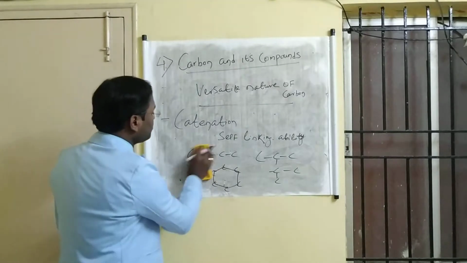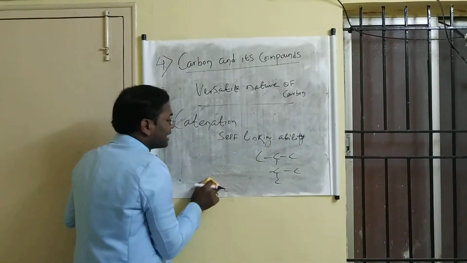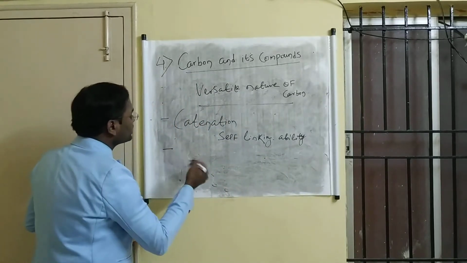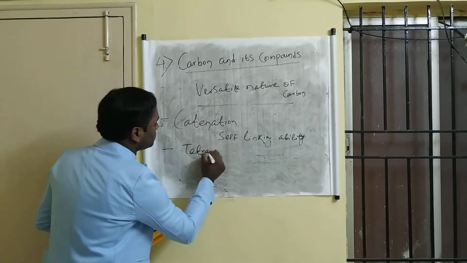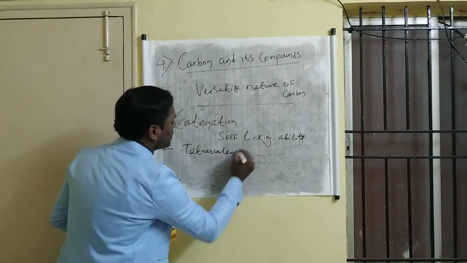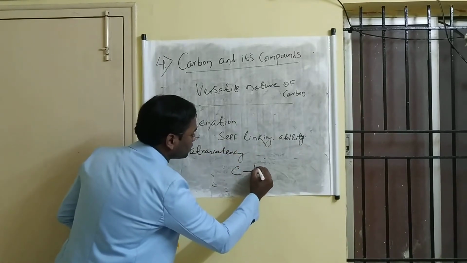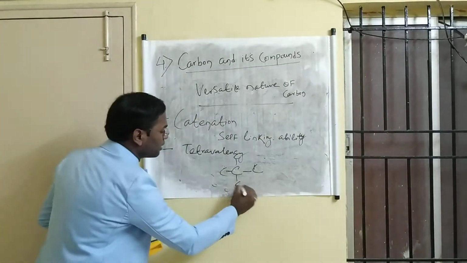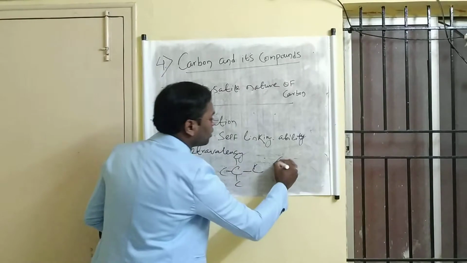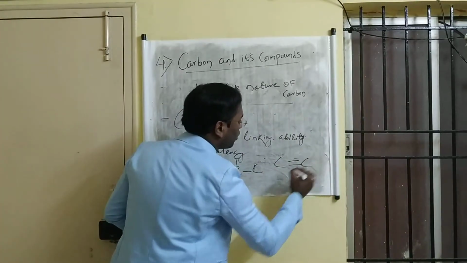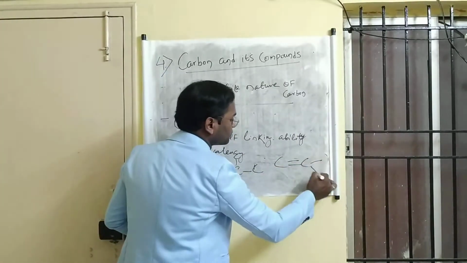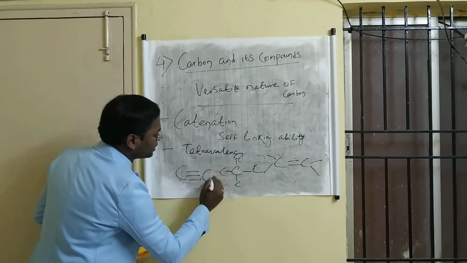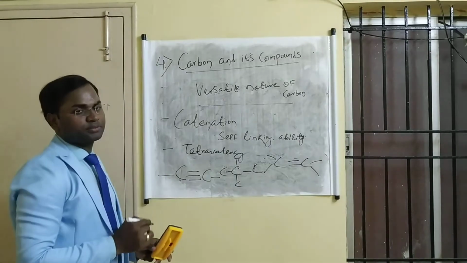Similarly, the second property is called tetravalency. Carbon has a tendency to show its tetravalent nature, by which carbon can exist by forming single bonds with other neighboring carbons, or it can also form double bonds with other carbons, or it can also form a triple bond with the neighboring carbons.